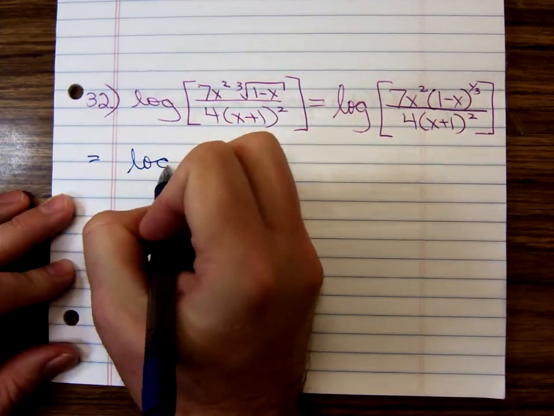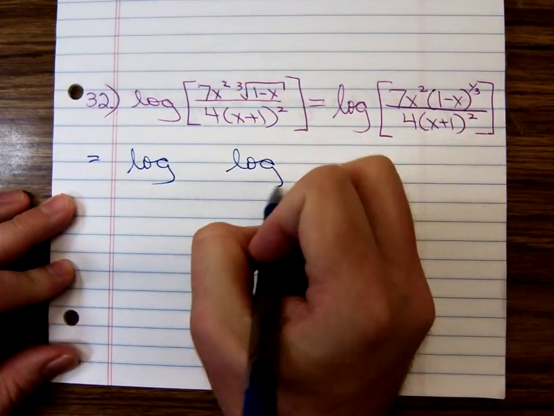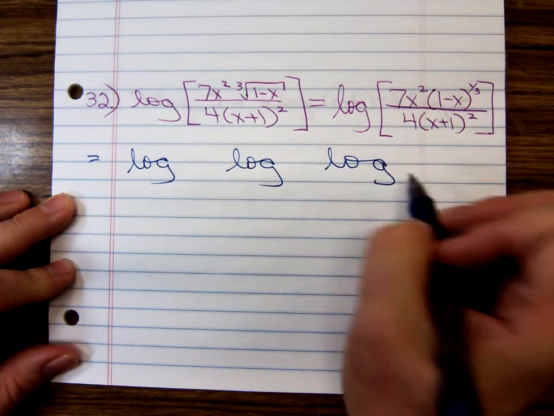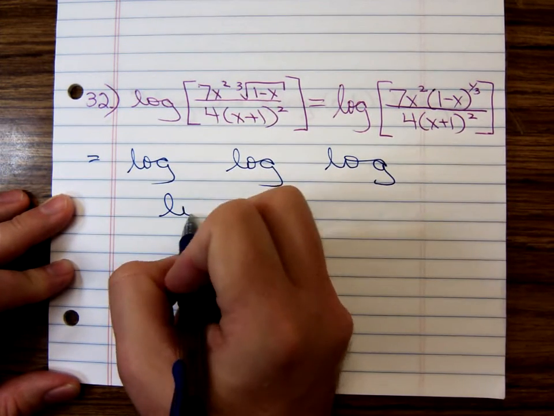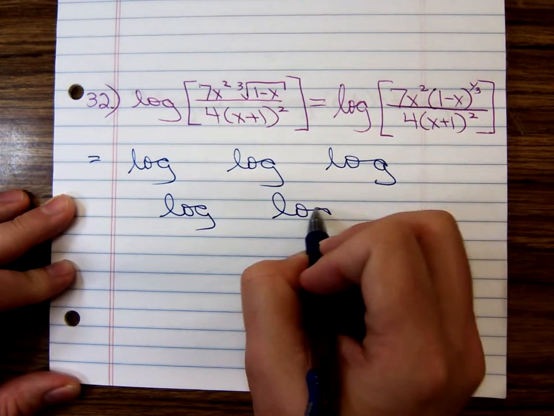Okay. 1, 2, 3. I'm going to have to spread it out like this. 4, 5.